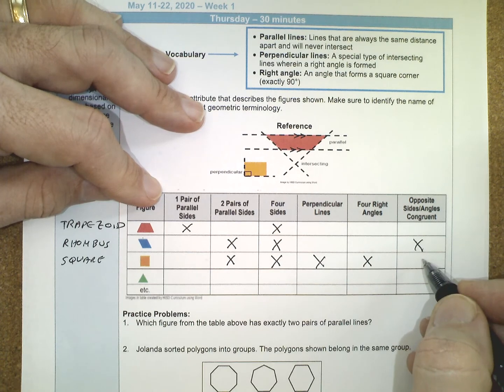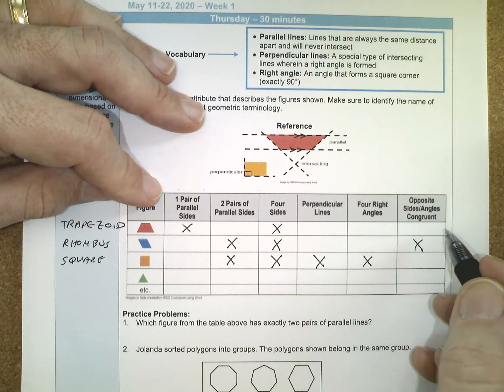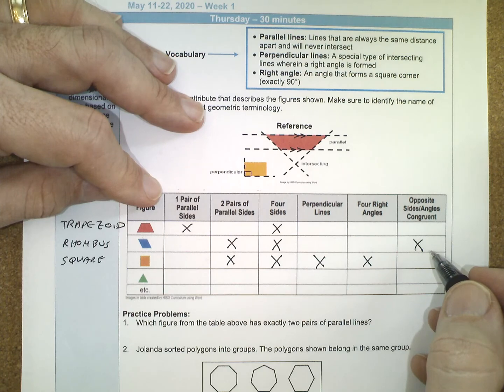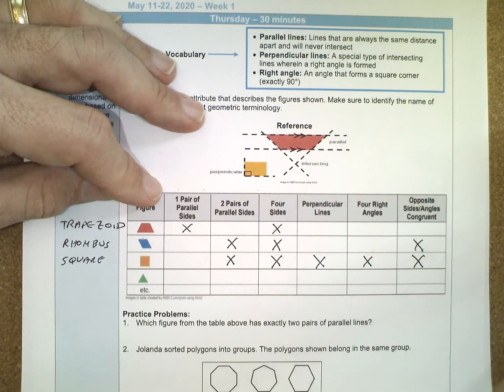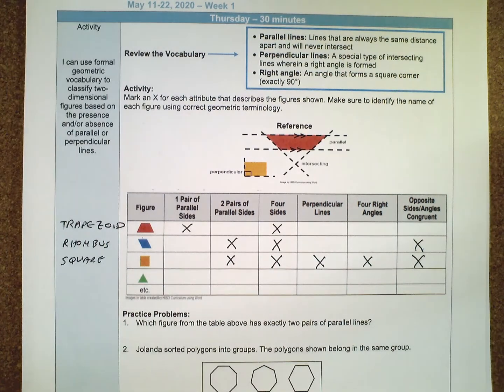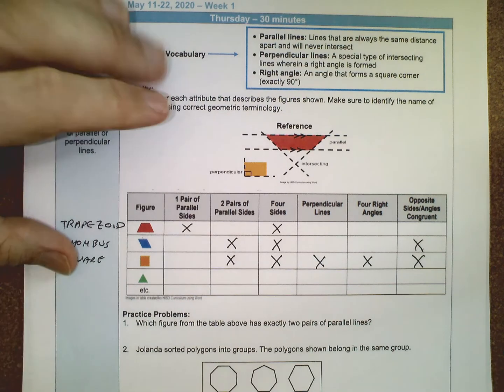Definitely. So you have opposite sides and angles congruent? Yes. All the angles are congruent, all the sides are congruent. So yes, we have that. Todos los lados son congruentes, todos los ángulos son congruentes.